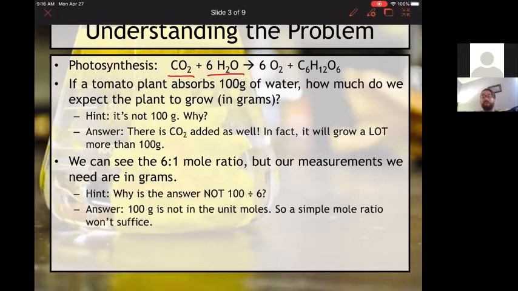Grams is not moles, right? There's this thing called molar mass that we talked about before, right? Converting between grams and moles. That will change everything when it comes to this.